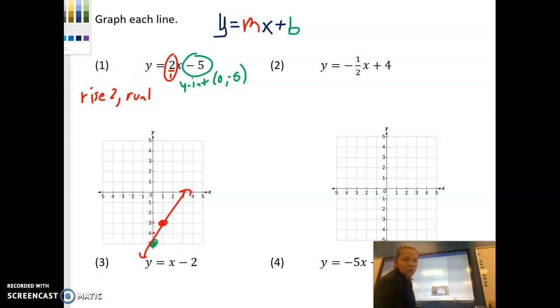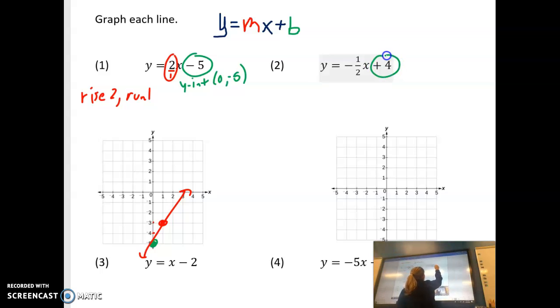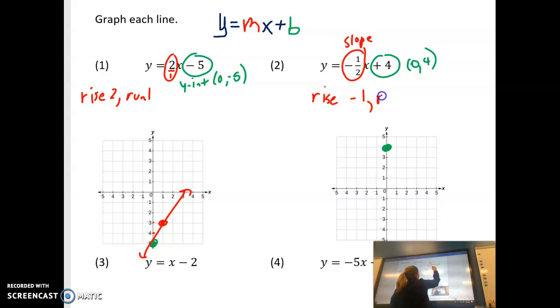All right, question number 2. y equals -1/2 x plus 4. So again, the plus 4 means my y-intercept is at (0, 4). So again, on the y-axis, I'm plotting 4. Then my slope is -1/2. So I rise -1 and I run 2. So from this point, remember, rising a negative means you're going down. So I'm going down 1, right 2 to get my second point. There's my line.